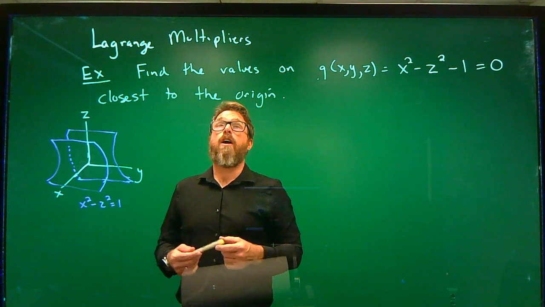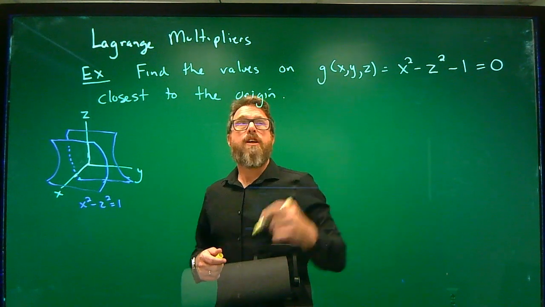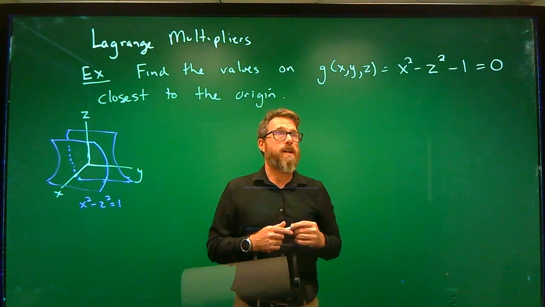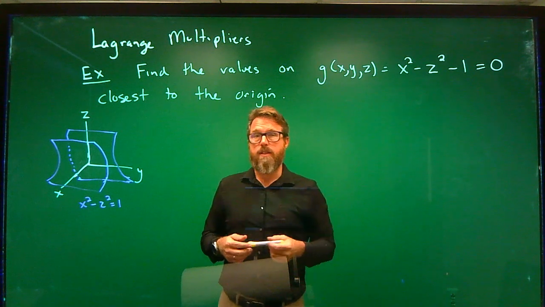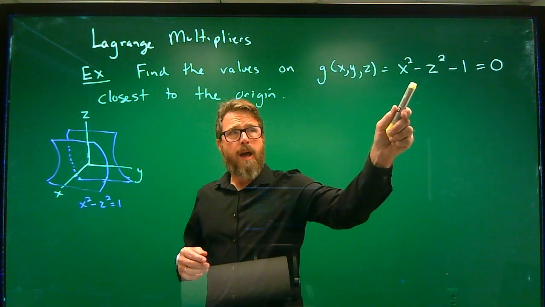Today we're going to cover Lagrange multipliers, and I'm going to do this through this example of g of x, y, z is equal to x squared minus z squared minus 1 is equal to 0. So what we're looking at here is a hyperbolic cylinder.